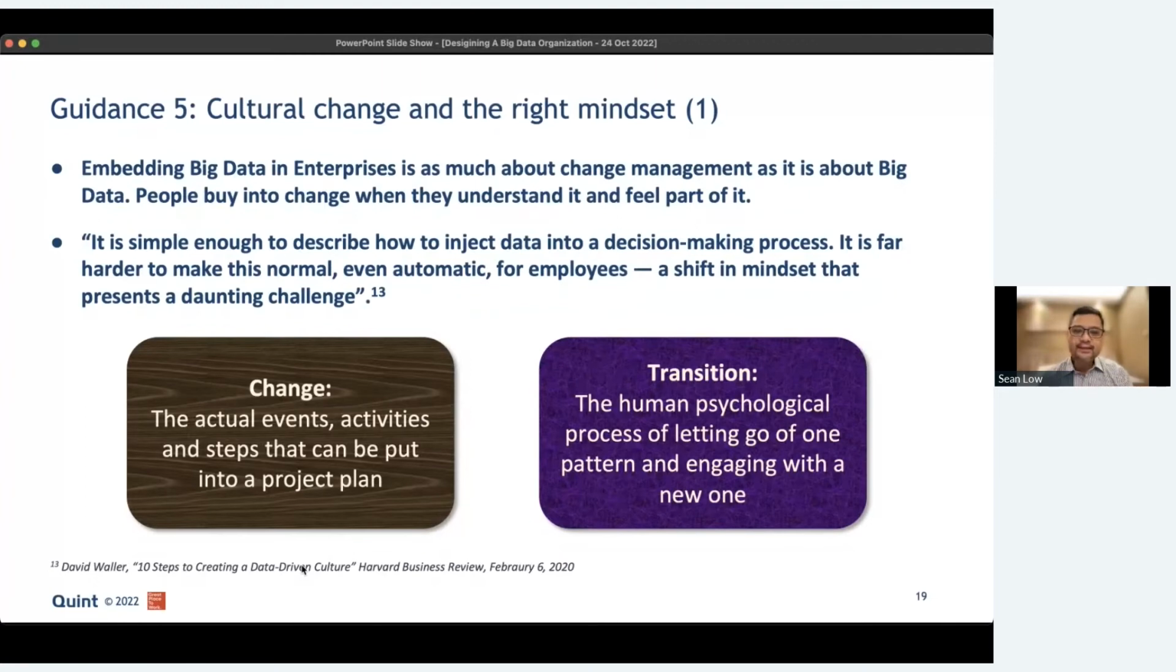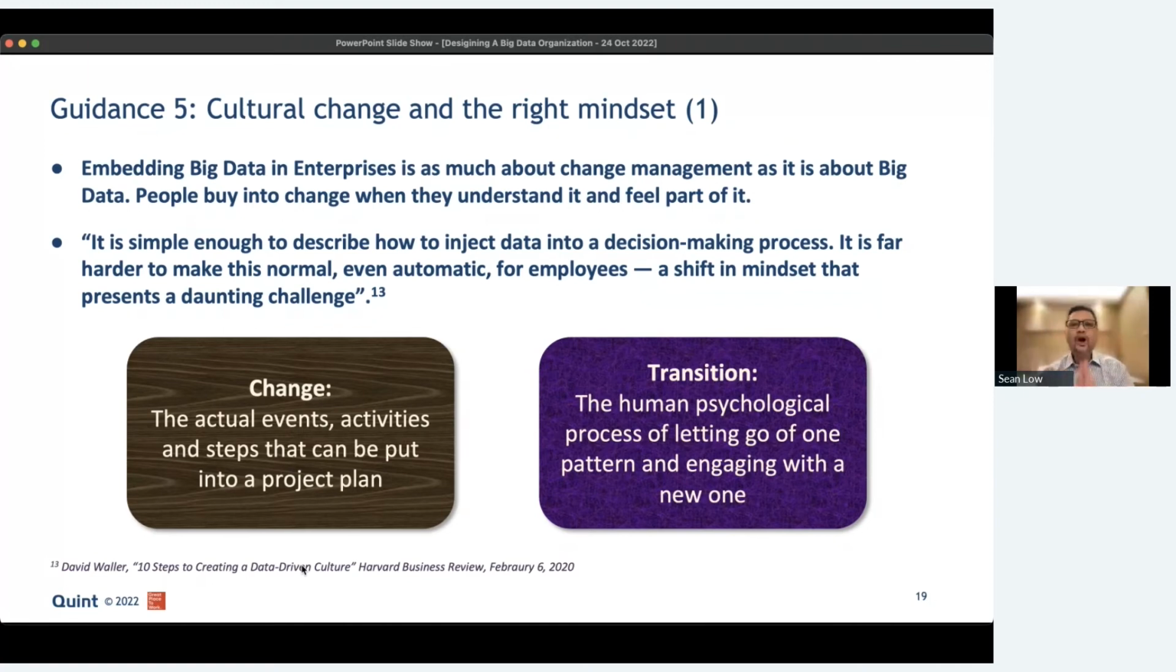If you look at this, adopting technology change is something that we all can do, right? We can buy new handphones, new computers, we are okay with that. But I think transitioning from how we thought previously to what we need to do is a difficult one. So the transition aspect of change is a human psychological process of letting go and adopting the new.